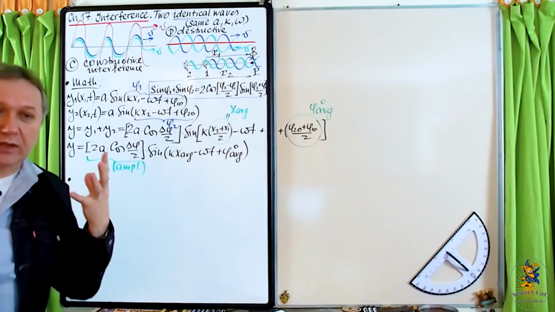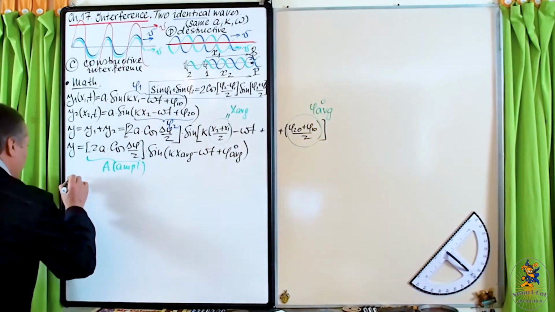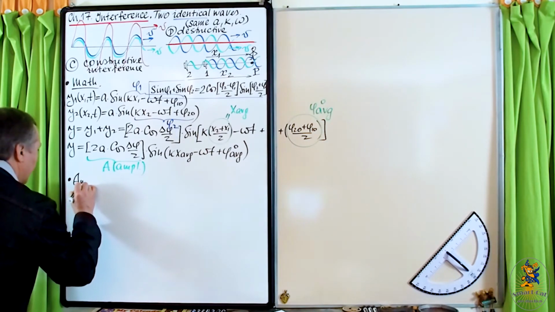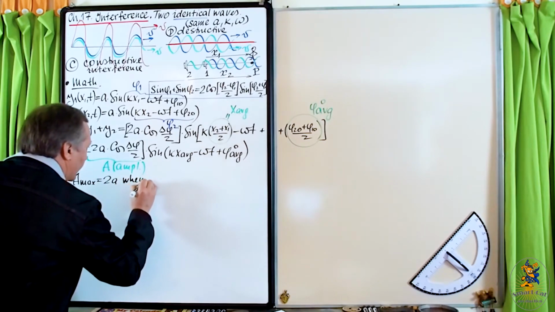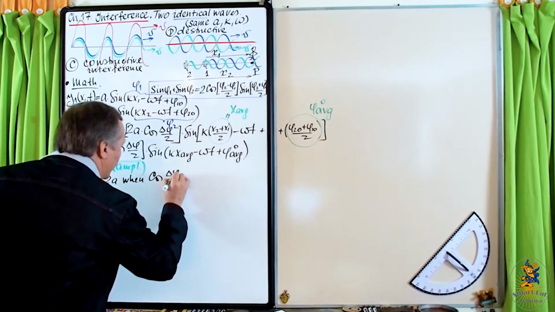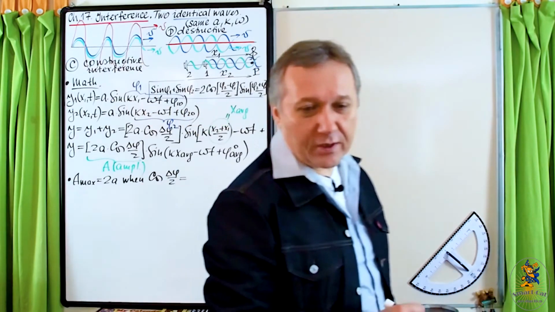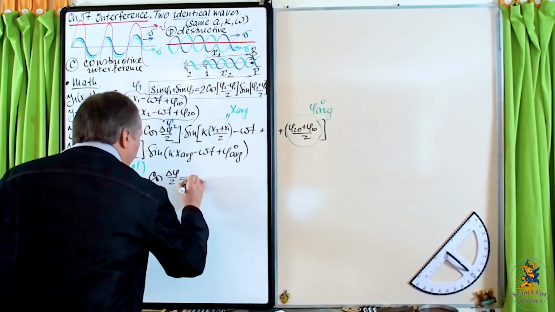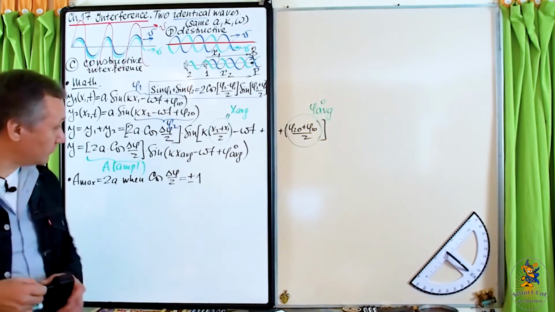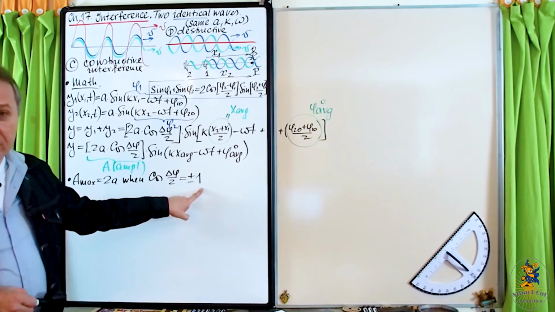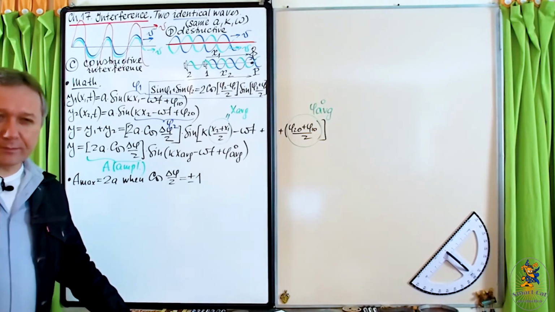This amplitude cannot be larger than 2a, because you remember the cosine function is between plus 1 and minus 1. So A maximum equals 2a when cosine of delta phi over 2 equals what? Cosine function, you remember when it reaches plus or minus 1. So when the cosine function is plus or minus 1, it's 0.